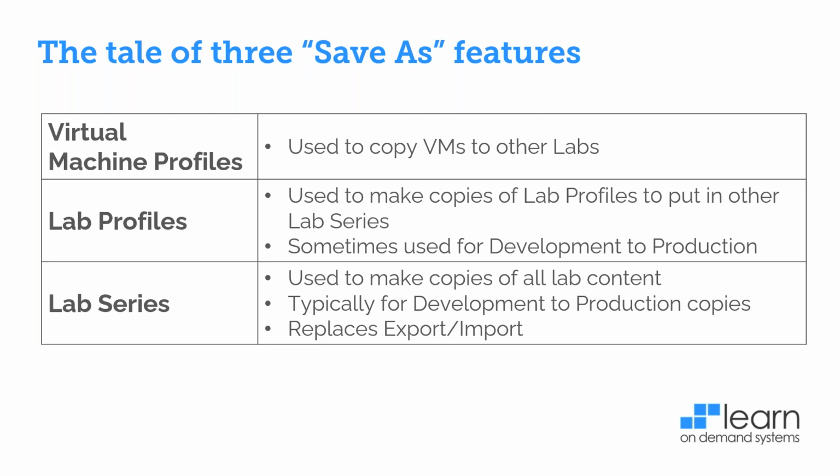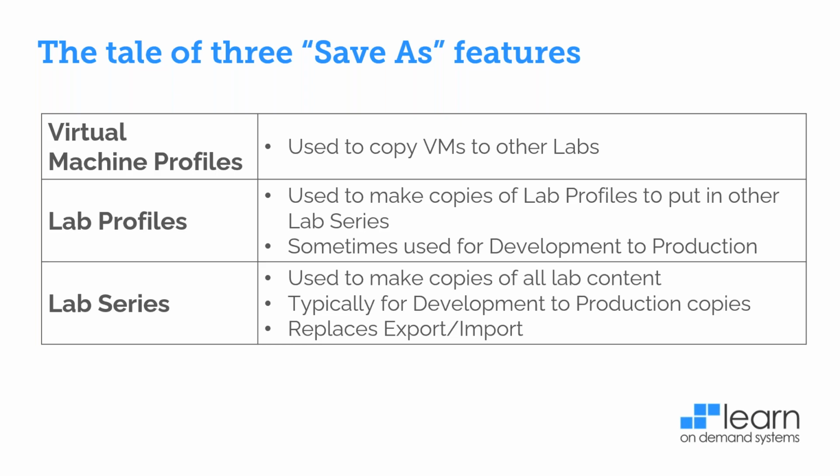It replaces the concept of export and import. The export and import are deprecated tools. They are primarily going to be used in the future as more of an archiving solution, as opposed to actually relocating your content or renaming your content like a save as can do. Okay. So those are the 3 save as features: virtual machine profiles, lab profiles, and lab series.